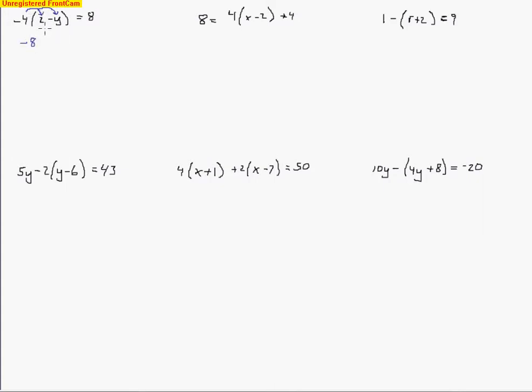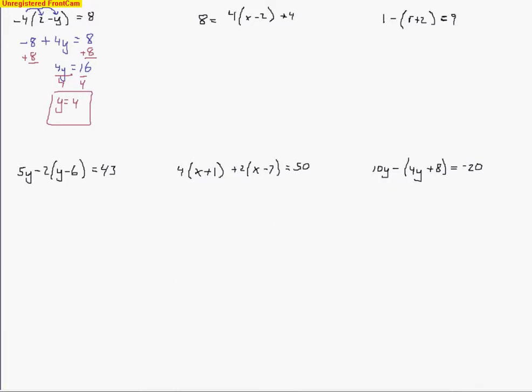Multiplying -4 by 2 makes -8. -4 by the negative y makes a positive 4y, and this all equals 8. So now I've isolated that variable a little bit further by getting rid of the parentheses, so I'm going to do some more steps to isolate it even more by moving that 8 to the other side. That leaves me with 4y equals 16, and then from this point I can divide by 4, and I'll have my answer. y is equal to 4.